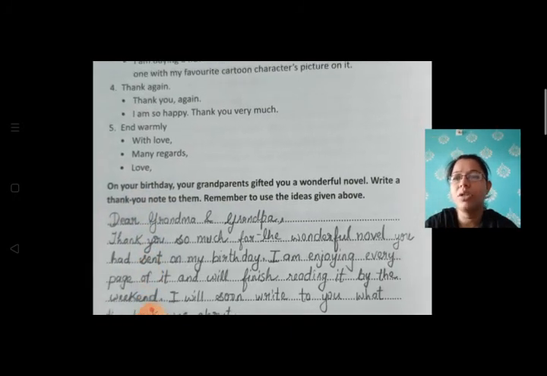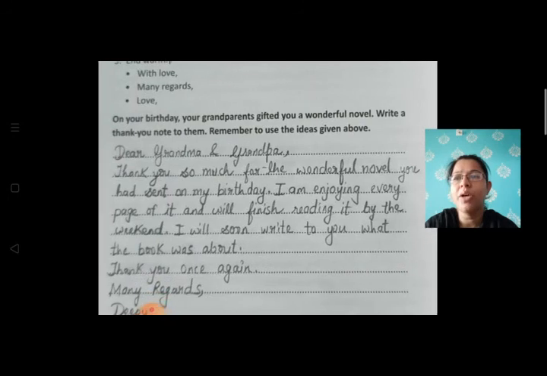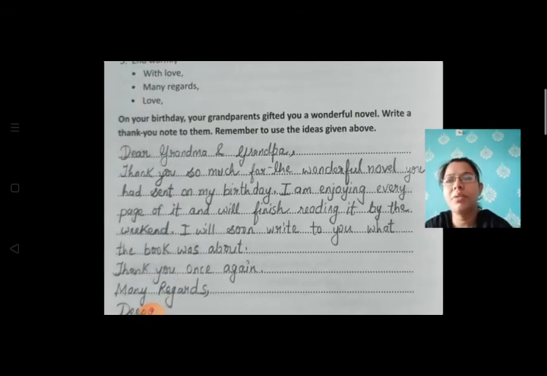So here students, you have one thank you note to be written by yourself. Let's read out the topic. On your birthday, your grandpa gifted you a wonderful gift, that is a novel. Write a thank you note to them. Remember to use the ideas given above. So you have to remember the points which we just read out and apply those points and ideas while writing down a thank you note.